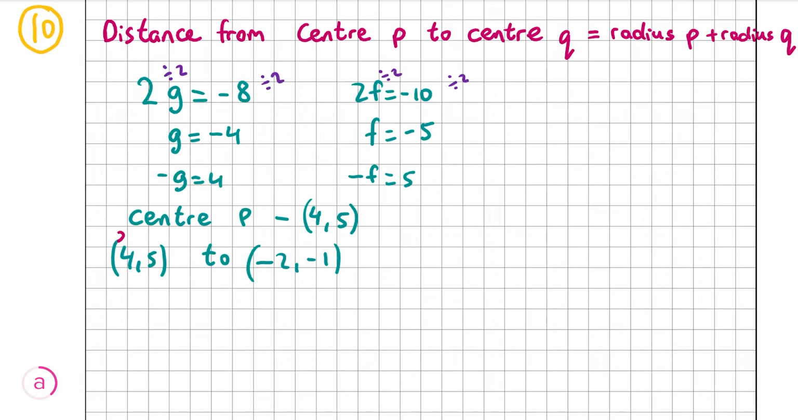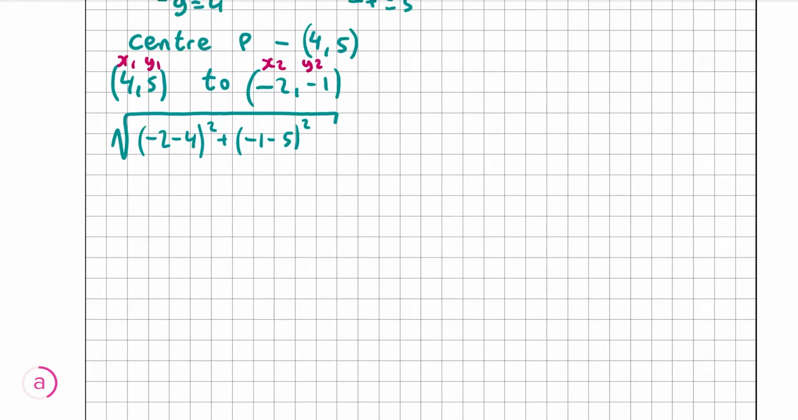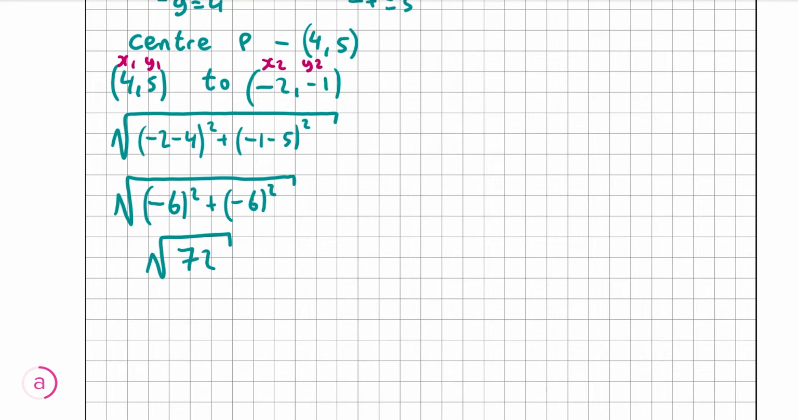So we're going to label 4 as x1 and 5 as y1, and then -2 as x2 and -1 as y2. So then it's equal to the square root of (-2 minus 4) squared plus (-1 minus 5) squared. Evaluating that, we get the square root of (-6) squared plus (-6) squared, which is the same thing as the square root of 36 plus 36, which is equal to the square root of 72. And the square root of 72 can be written as 6 square root of 2. So that's the distance between both of the points.